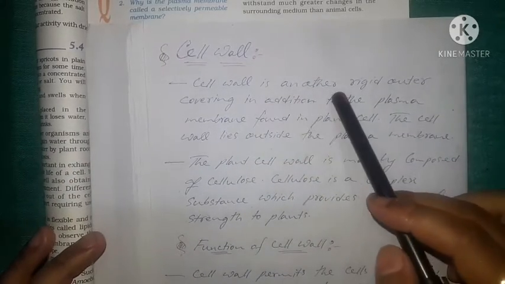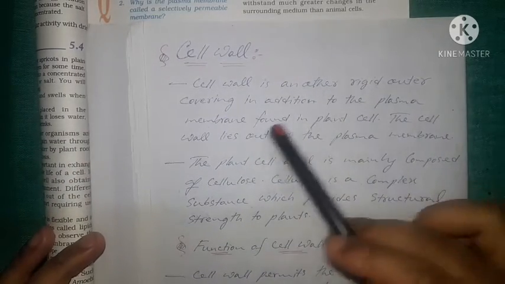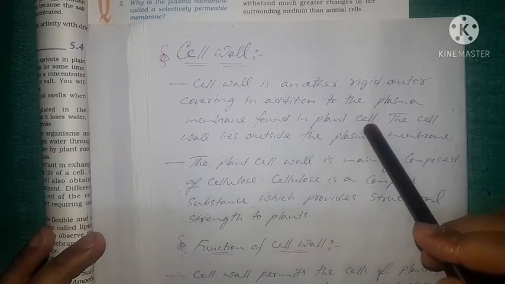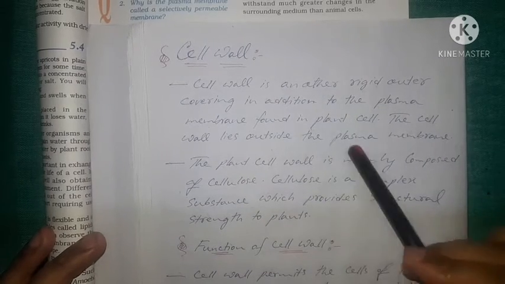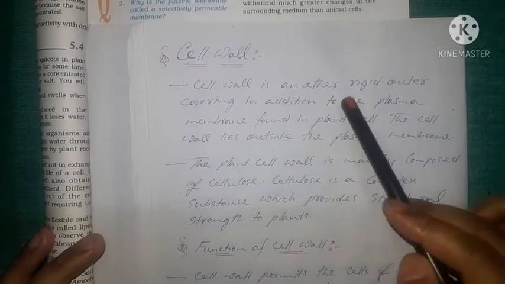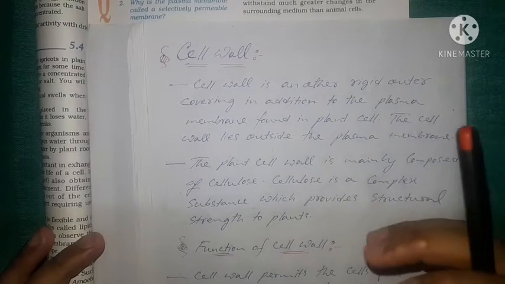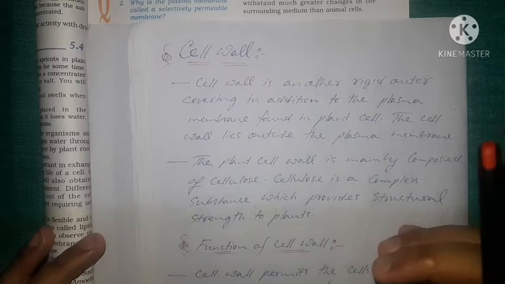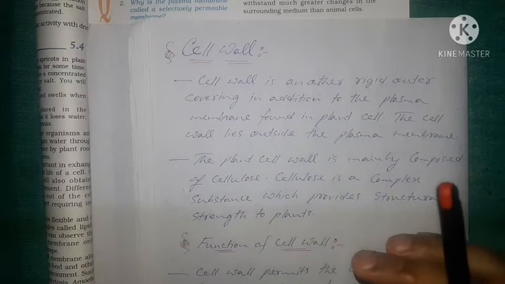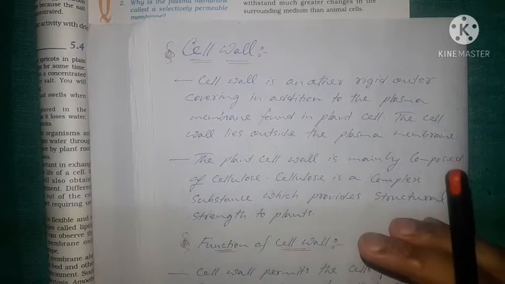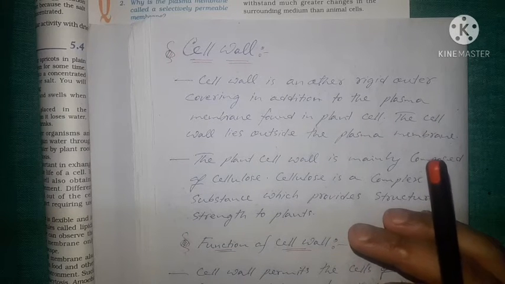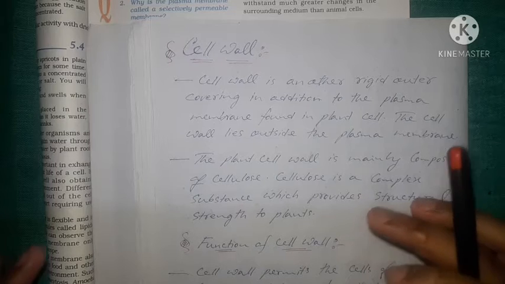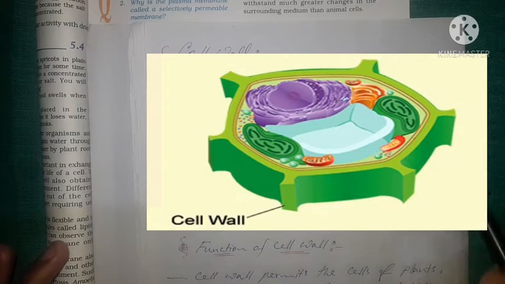The cell wall is another rigid outer covering, in addition to the plasma membrane, found in plant cells. The cell wall lies outside the plasma membrane. The cell wall is actually a hard, rigid covering. As we know, the outermost covering of a cell is the plasma membrane. So the cell wall lies outside it, and it is present only in plant cells. In animal cells it is not present. As we can see in the picture, the cell wall lies outside the plasma membrane.